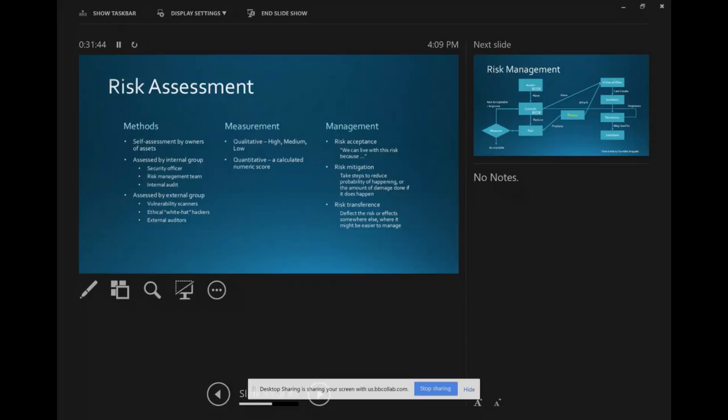Measurements can be qualitative and quantitative, a numeric score versus just a basic binning of high, medium, or low. Most people use the qualitative variant. And then the management question is, can I live with the risk? Or do I mitigate the risk, take steps to make it so that it doesn't happen? Or can I do what's called risk transference, which is somehow deflect it so that it's somebody else's problem, preferably somebody else who can handle it better than I can?